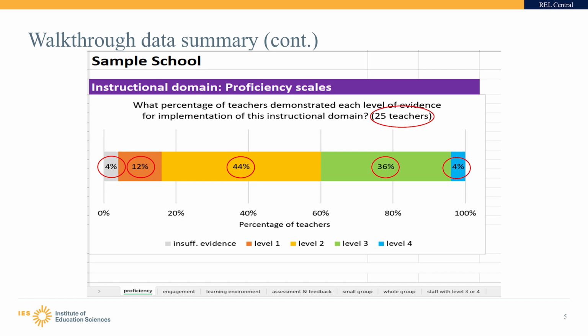This data represents 25 teachers. The principal could consider whether this represents enough of the staff to make an informed conclusion about the school's performance in that domain.